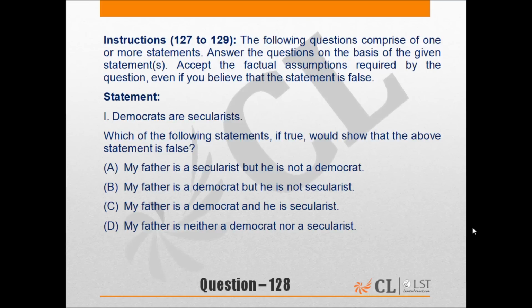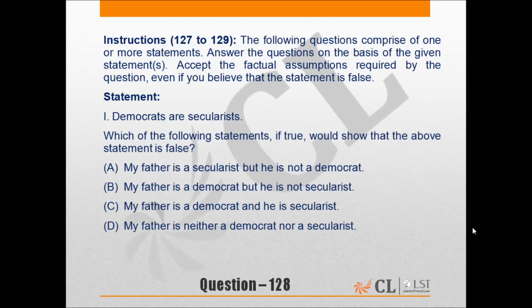Democrats are secularists. This tells me every Democrat has to be a secularist, which means if there is even one Democrat who is not a secularist, then the given statement is being contradicted, the given statement is negated. Hence, now if I look at the options, what option do I have to search for? I have to search for that option which gives the example of one Democrat who is not a secularist. That would contradict the given statement.